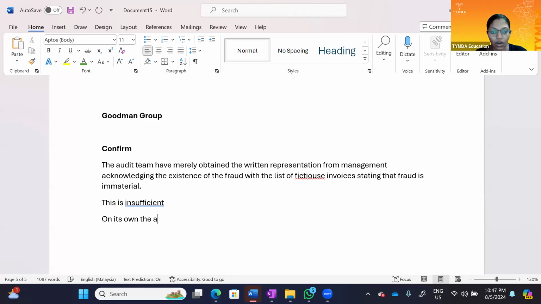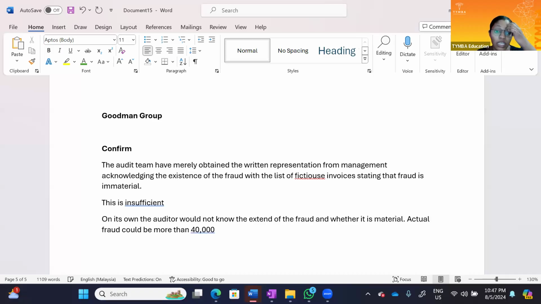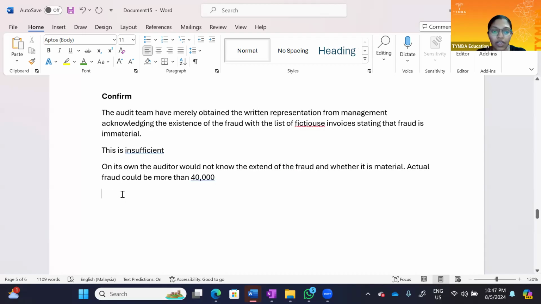The auditor would not know the extent of the fraud, so you will not know the extent of the fraud and whether it is material or not. The actual fraud could be more than 40,000. So this one I have to confirm. Now the next one, I want to go and communicate.